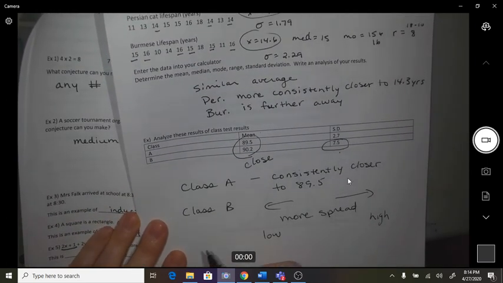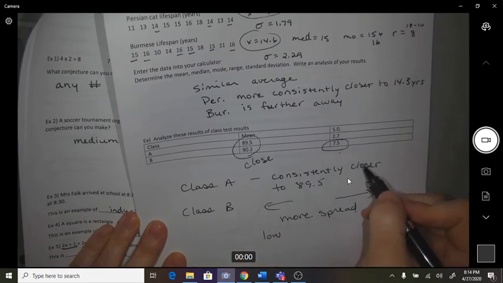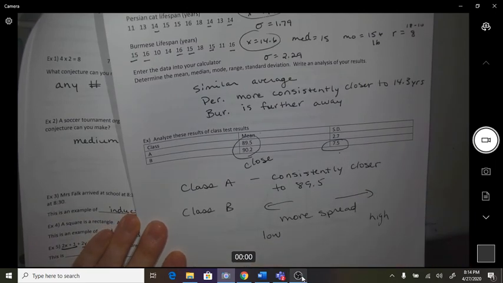Okay, so the smaller the standard deviation means you're consistent. The higher means you are more spread out.